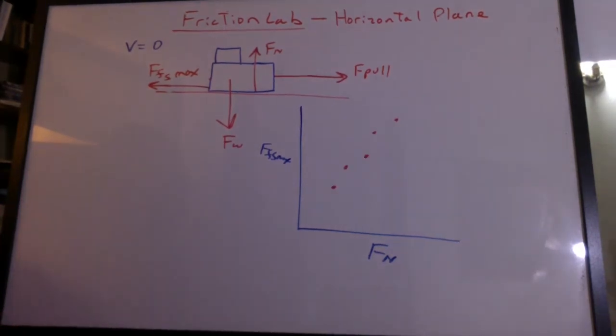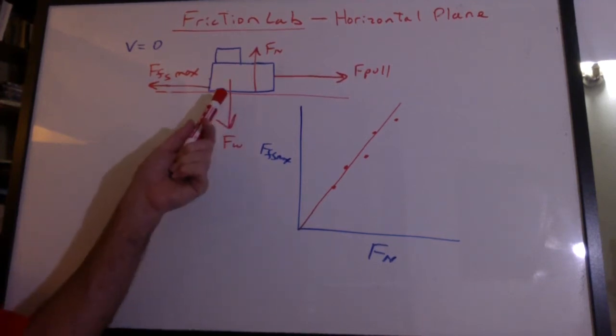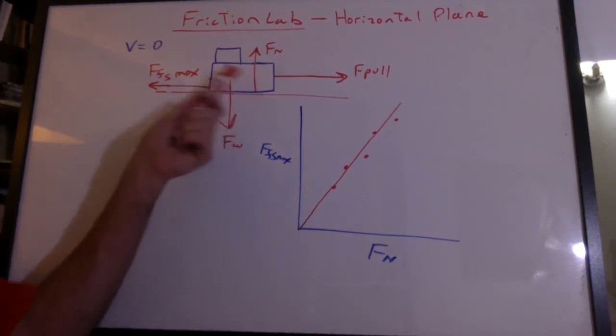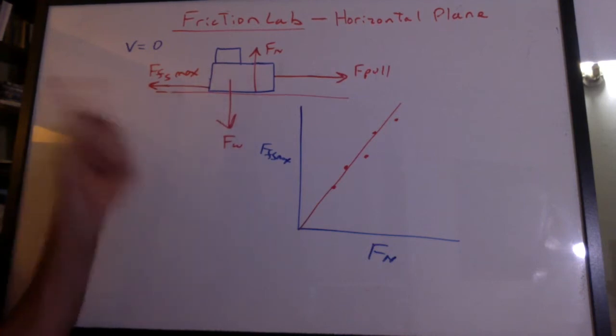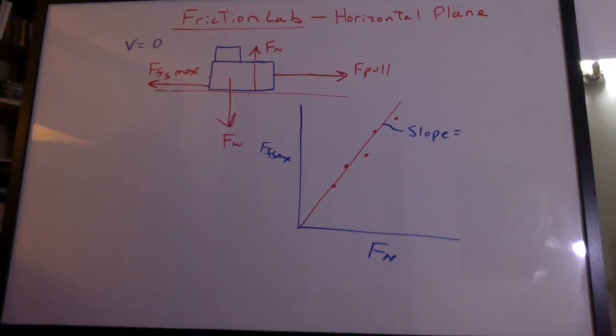We got data that sort of looked like this. We drew the best fit line all the way back to the origin, because if you could imagine, if this thing had no weight on it at all, it would be just floating there and it would have no ability to generate any friction. The slope of this line has meaning.